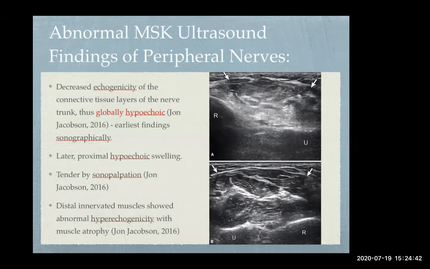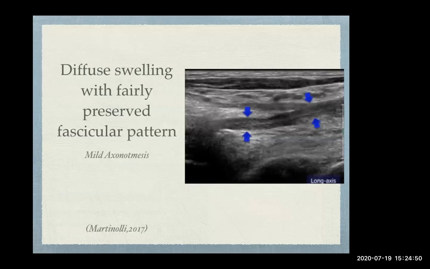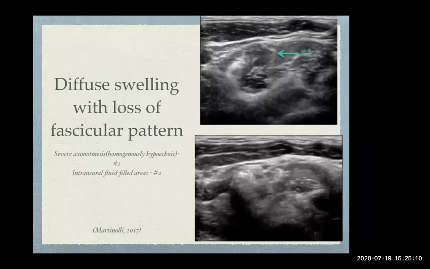That means that muscle has been denervated. So when the muscle is denervated by the nerve, that means it's been there for a longer period of time, okay? Then of course, there could be a diffuse swelling with fairly preserved fascicular pattern. So the swelling is very remarkable, but if you look at the fascicles, they almost look normal. So still, this is a mild axonotmesis. Or it could be a diffuse swelling with loss of fascicular pattern. So now we are going to a more severe case, and this could be a severe axonotmesis.